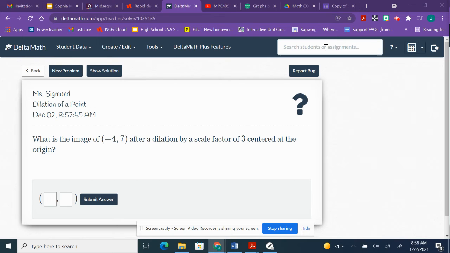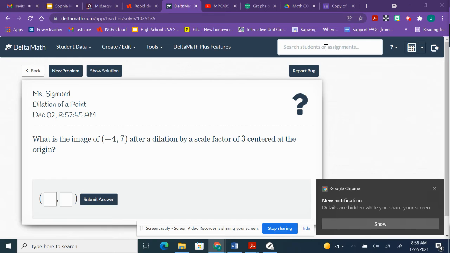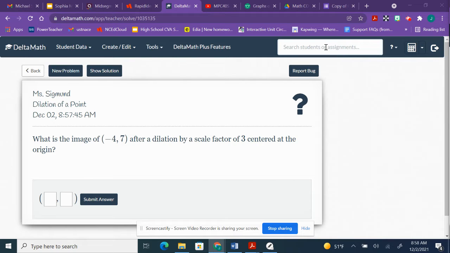Okay, guys, so for this Delta Math, Dilation of a Point, your video is dilating an entire shape. So it could be anything from one coordinate to a triangle to a quadrilateral. It could be a multi-sided polygon later in your math careers. But the idea is that when you see dilation and scale factor, you know you need to multiply. And again, visually, sometimes that's easier to see.